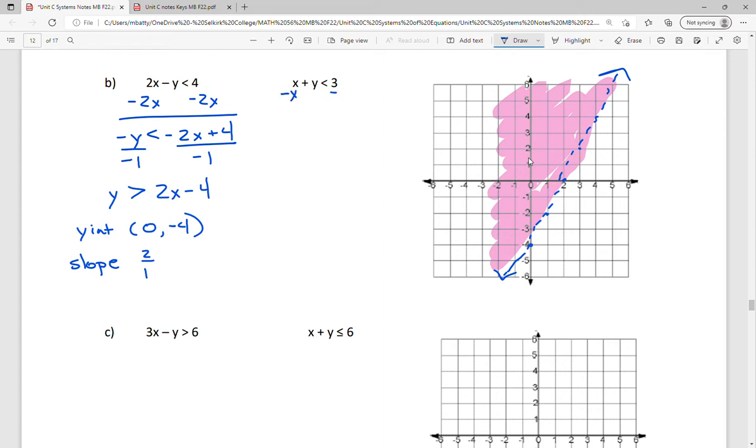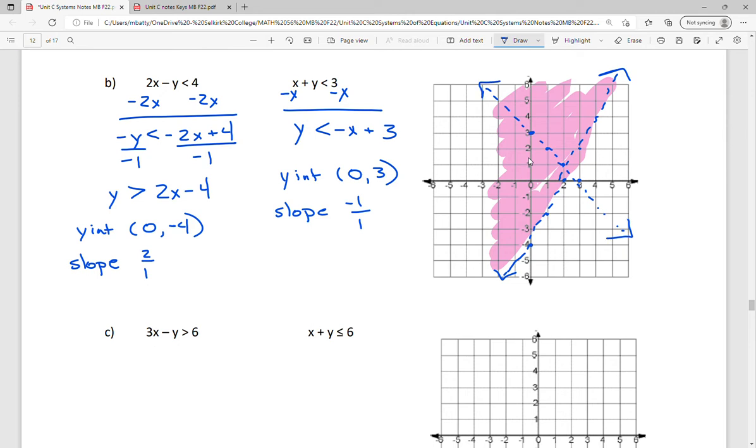So subtract x from both sides. I get y is less than negative x plus 3. Doing the interpretation of this, I'd get y-intercept of 0 and 3, and my slope of a negative 1 over 1. So putting that on the graph, 0 and 3, down 1 and over 1, down 1 and over 1, all the way. Again, this doesn't have an equal to sign with it, so my boundary line is going to be dotted.